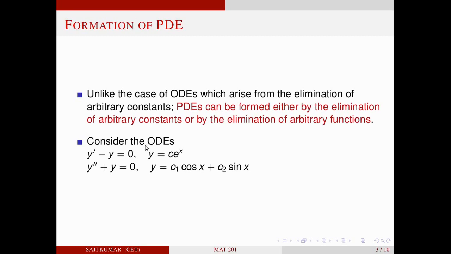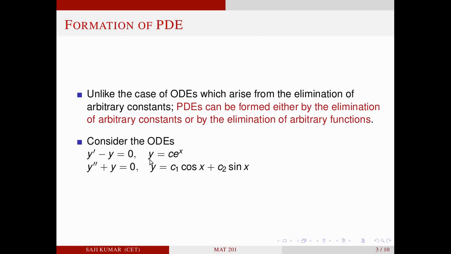Consider the ordinary differential equation y dash minus y equal to 0, and we know that its solution is y is equal to c e raised to x. For y double dash plus y is equal to 0, the general solution is y is equal to c1 cos x plus c2 sin x. We have already studied methods for solving this type of ordinary differential equations with constant coefficients.